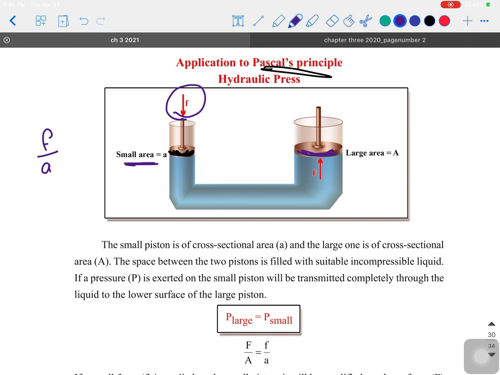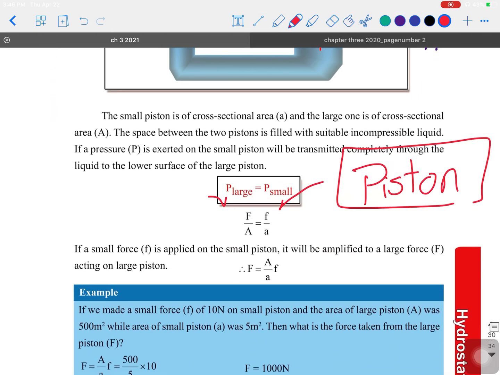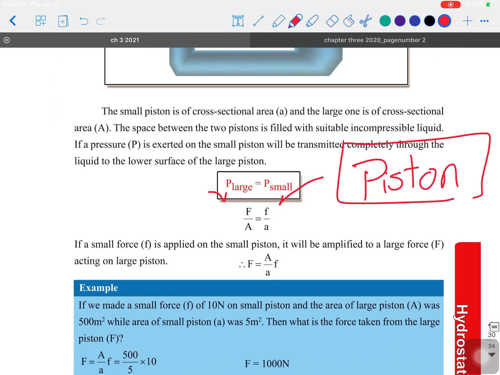On the other side of the hydraulic press, we receive a large amount of force due to the large area. This is because the pressure on the large piston equals the pressure on the small piston, and keep in mind that it is written in this way to be pronounced with N, not L, not M, piston. The pressure on the large piston is F over A, and that of the small piston is also F over A, but of the small values.